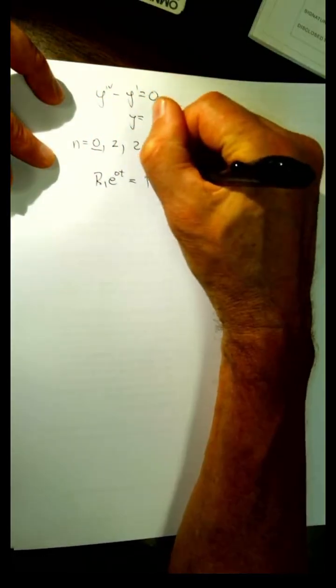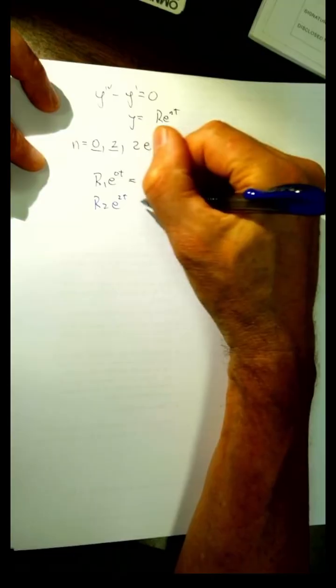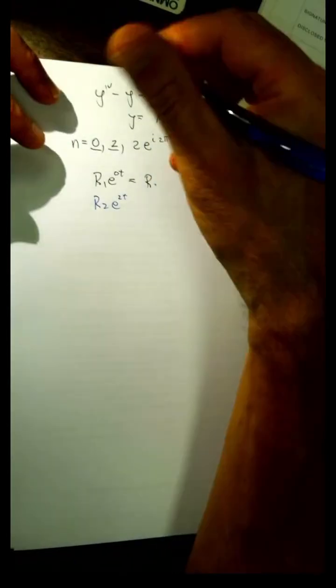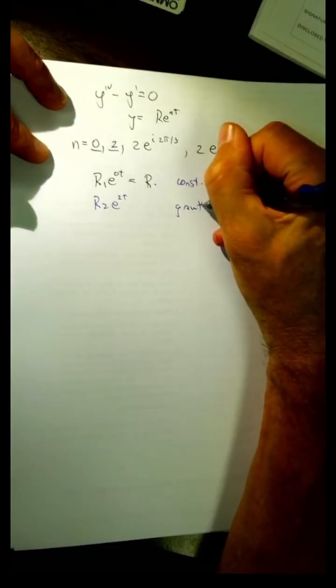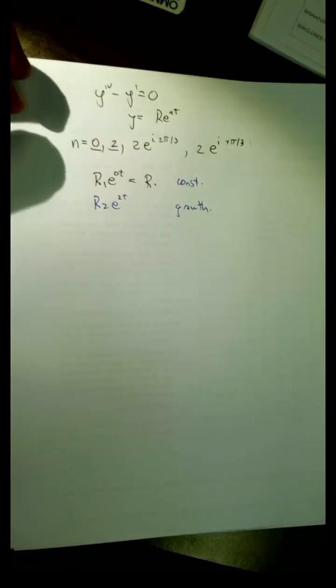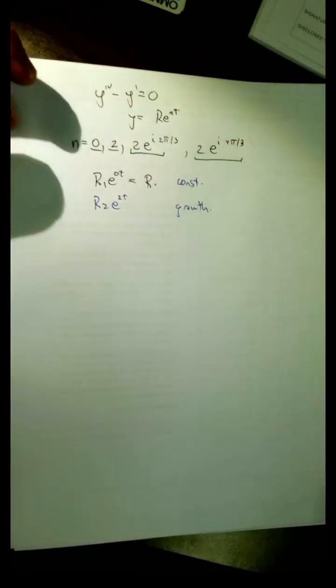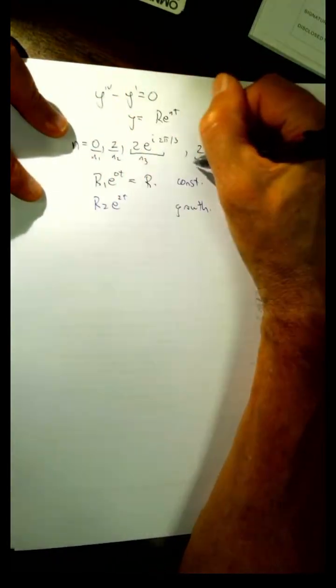Okay, that's easy to deal with. That's just going to be r1 e to the 0t is r1. That, again, no problem. That's just r2 e to the 2t. Notice this is going to be a constant. This is going to grow exponentially. But now I've got to deal with these two things. So this is my N1, N2, N3, N4.